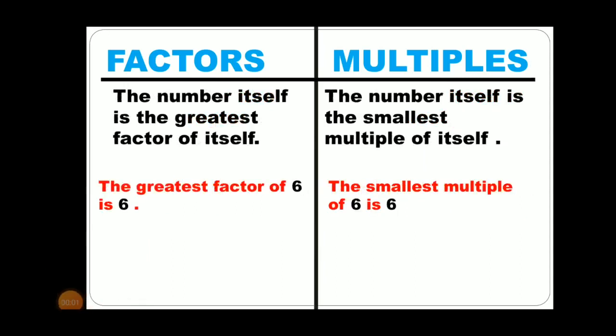Second point, factors. The number itself is the greatest factor of itself. For example, the greatest factor of 6 is the number 6. Multiples. Second point, the number itself is the smallest multiple of itself. For example, the smallest multiple of 6 is 6.